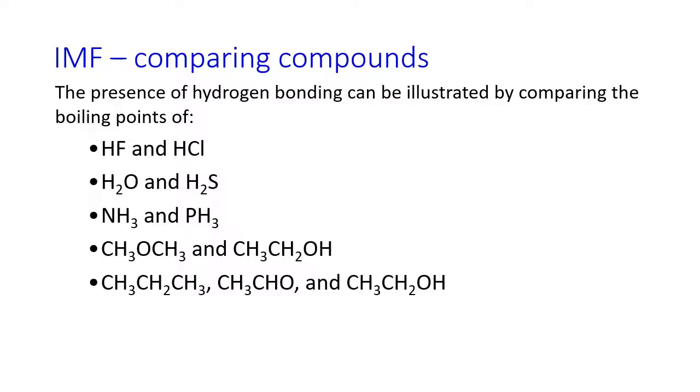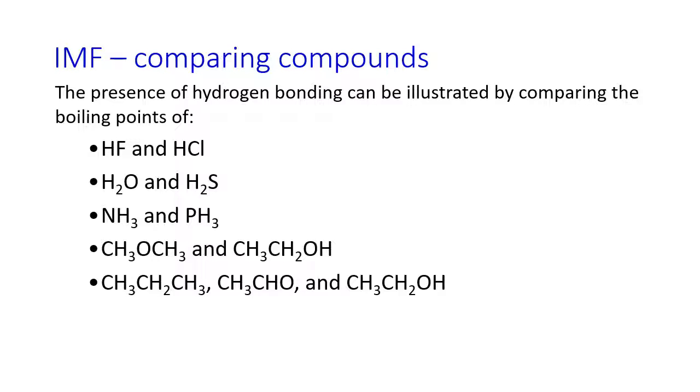It can be illustrated again by comparing the boiling points of water and hydrogen sulfide. Water, as we know, has a boiling point of 100 degrees Celsius. Hydrogen sulfide has a boiling point 140 degrees less, at minus 60 degrees Celsius. So again, amazing the effect of hydrogen bonding in water in terms of the strength of the bonds that need to be broken in order to have that phase change occur.